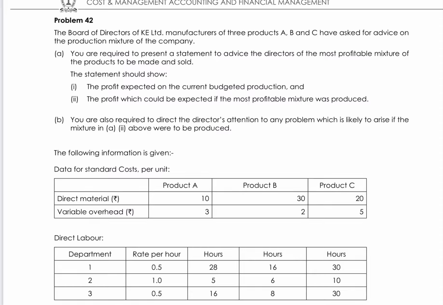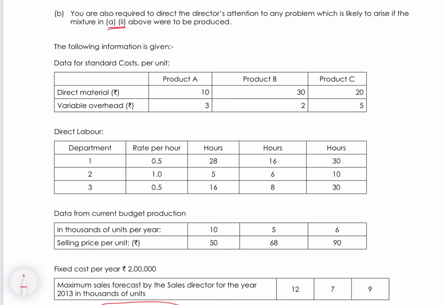B. You are also required to direct the directors' attention to any problem which is likely to arise if the mixture in A2 above were to be produced. The following information is given.